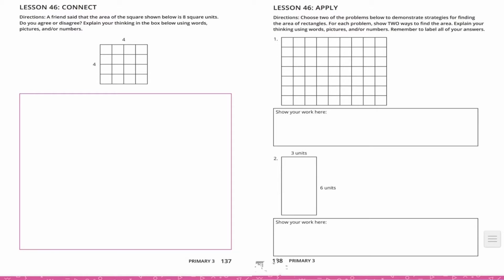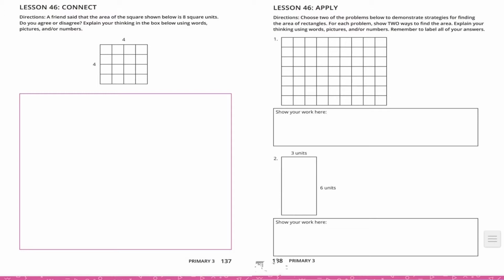Here, we have a shape. It has 4 squares in each column and 4 squares in each row. We have 4 and 4, so it has equal sides. This shape is called what? If we have equal sides, it's a square. Yes, it's a square.